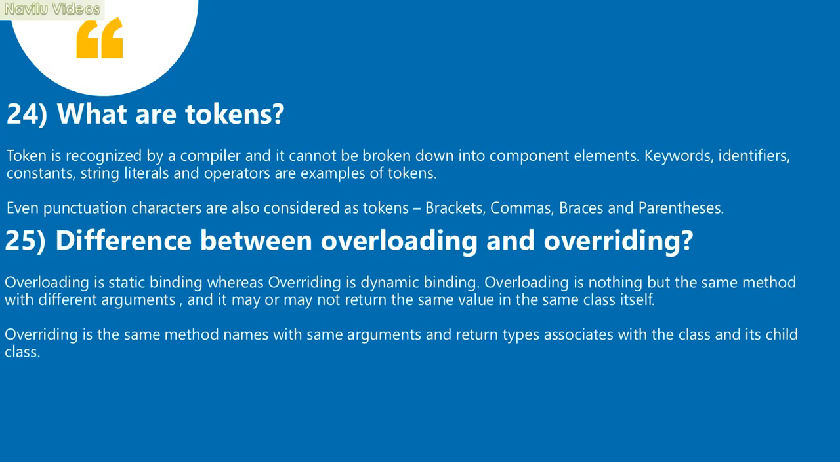25. What is the difference between overloading and overriding? Overloading is static binding, whereas overriding is dynamic binding. Overloading is the same method name with different arguments, and it may or may not return the same value, in the same class itself. Overriding is the same method name with the same arguments and return types, associated with the class and its child class.